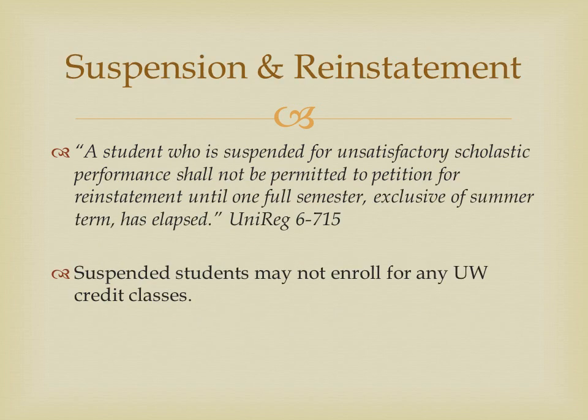So here are a couple details about suspension. If you are suspended, you do have an opportunity to be reinstated to the university. There's a quote up there again from the UNIREG, which boils down to this: if you get suspended, you have to sit out for at least one semester, and that does not include summer. So for example, if I get suspended at the end of the spring, I cannot take classes at UW in the fall. I have to wait and then try to be reinstated for the following spring.